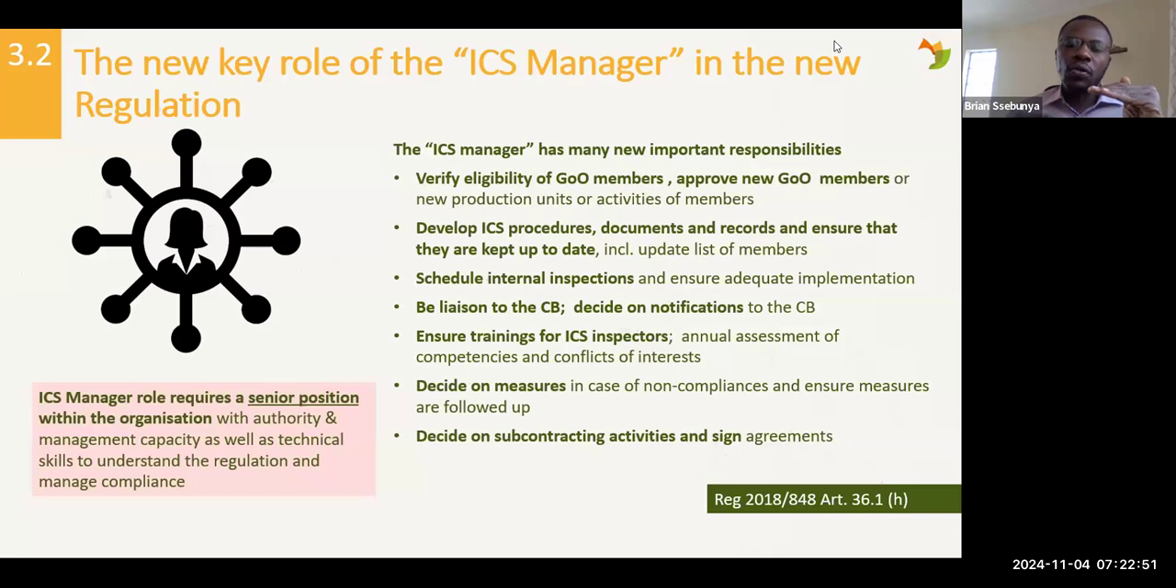You can take decisions on which farmer can be part of the group of operators and which one cannot because of violation, etc. So you should have those powers to make such critical decisions. Let's say with authority and management capacity, as well as technical skills to understand the regulation and manage compliance. As an ICS manager, you should read the standard, understand the language of the standard, be able to interpret and translate those requirements into day-to-day aspects that the farmers, your members, and the other staff have to follow. So you have to be quoting and referencing the standard as an ICS manager.